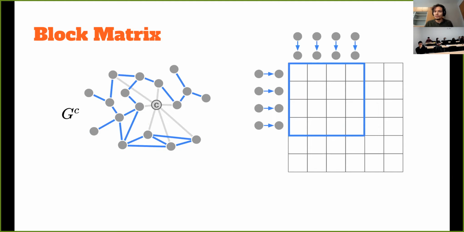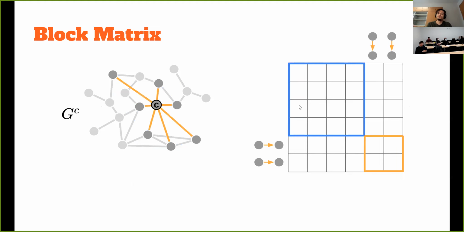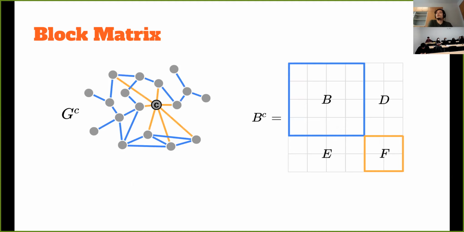So the way I'm going to do that is I'm going to take the graph before the removal with the target node. I'm going to look at its matrix. I'm going to order the rows and the columns so that all of those corresponding to blue edges form a block at the top left, and all of those corresponding to yellow edges form a block at the bottom right. And I'm going to name these blocks B, D, E, and F. So this is my big matrix B^C. And what I want you to notice is that the top left block here in blue is exactly the non-backtracking matrix of the graph after the removal, because by definition, it only depends on the blue edges.